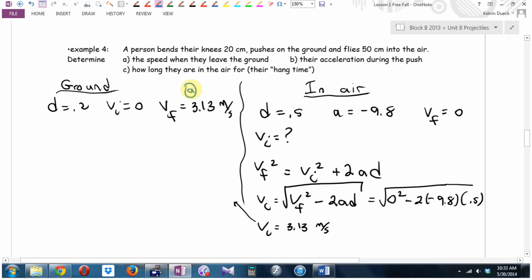Hey, Zach, how many things do I have now on the ground side? Then I can find the fourth. What do they want me to find in part B? All right. A equals question mark. I'm looking for an equation that has D, VI, VF, and A in it. VF squared equals VI squared plus 2AD. Wouldst thou be so kind as to get the A by itself, please? Watch and learn, Zach. Watch and learn.